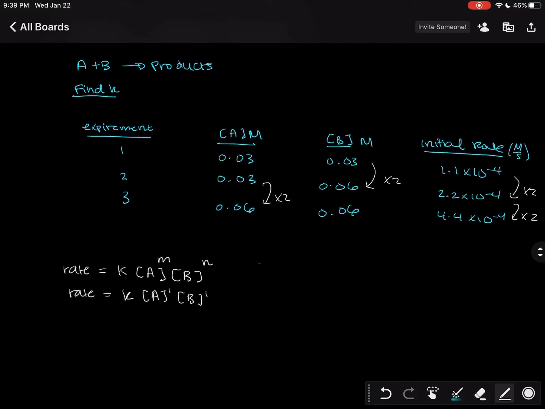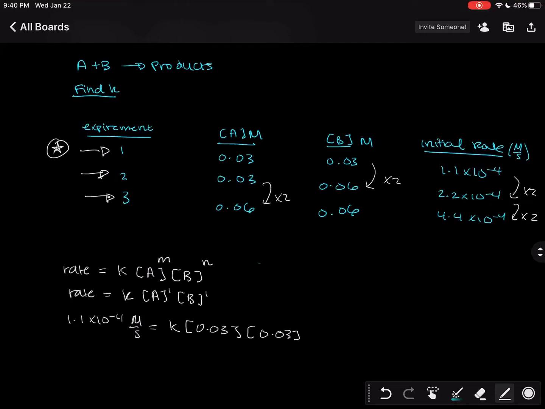So it's pretty simple. We're going to take the rate, and in there we can just plug in any of our three columns. So we could plug in all the values here, here, or here. I'm just going to do the first one. Okay, so we know that the rate here is 1.1 times 10 to the negative fourth molarity per second equals K times the concentration of A, which is 0.03 molarity, times B, which is 0.03 molarity.